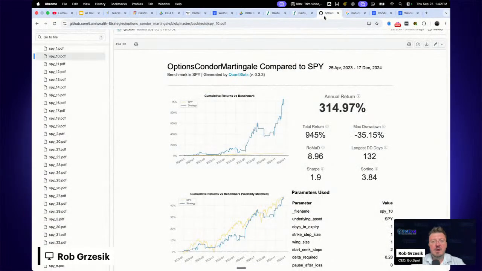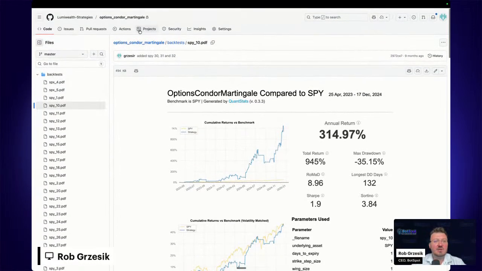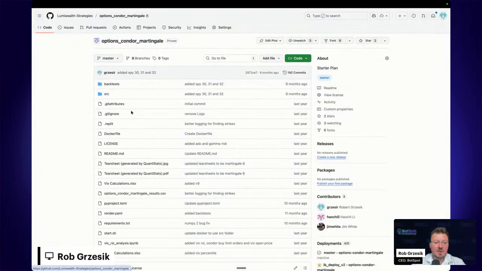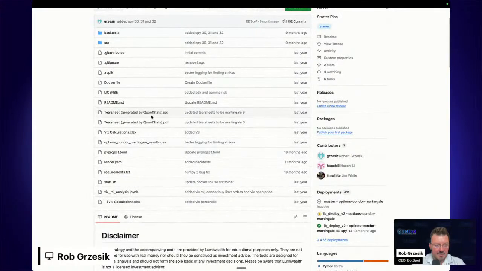Okay. I'm thinking the Condor Martingale. I think this is a pretty interesting strategy. I'd be kind of interested just to get this onto BotSpot, so part of me wants to just do that. So why don't we actually start with that? So I'm going to grab that.